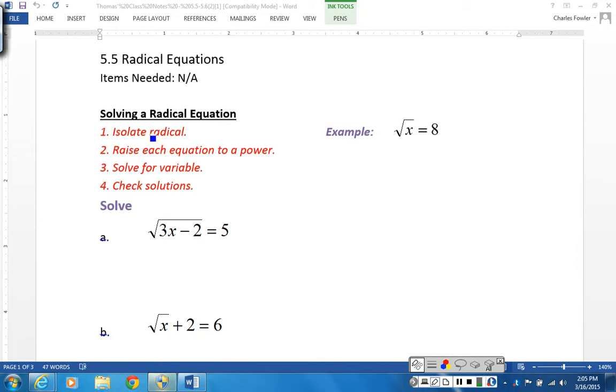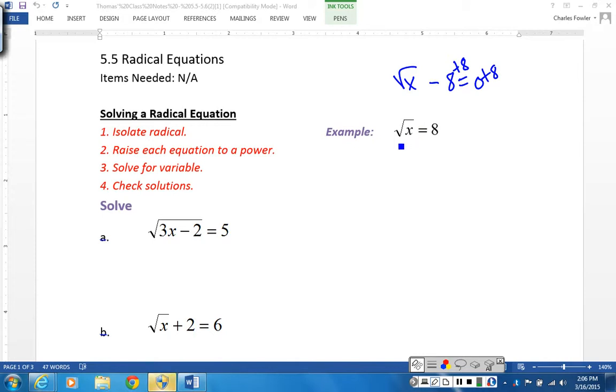What I mean by isolate the radical is to make sure the radical is alone on one side of the equation. For example, over here you have the square root of x equals 8. As you can see, this radical is on one side by itself. Now if we had something on the left side, for example square root of x minus 8 equals 0, then you need to isolate the radical by adding 8 to both sides, and that'll give you the square root of x equals 8. So that's the first step, just in case your radical is not on one side by itself.